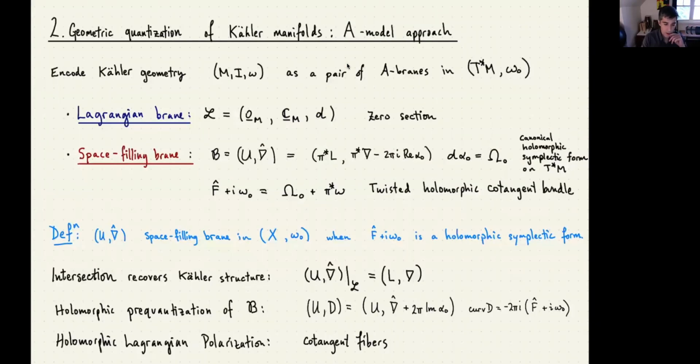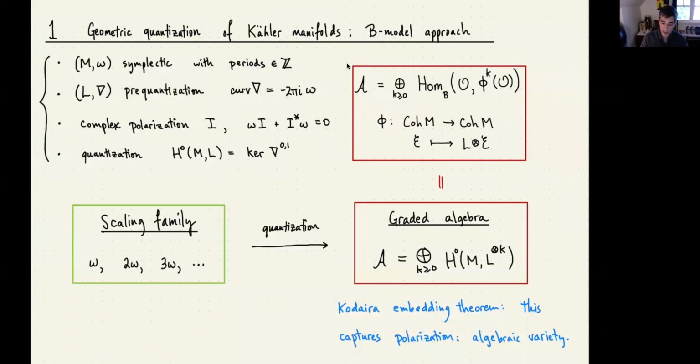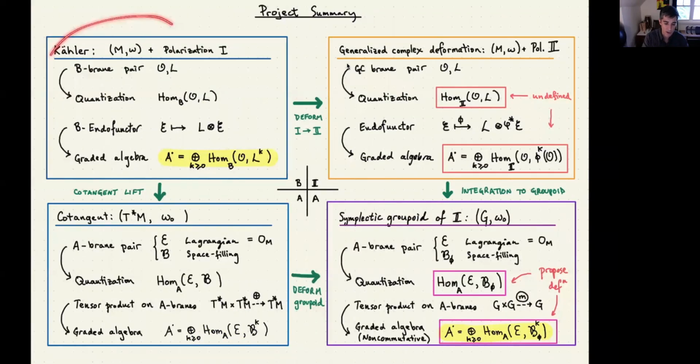Okay, but before doing that, this approach to obtaining the homogeneous coordinate ring is exactly what's in this box. It's the usual Kähler approach to getting the homogeneous coordinate ring. Now I'm going to explain how to rethink this same exact construction, but from the point of view of the cotangent bundle of the Kähler manifold.